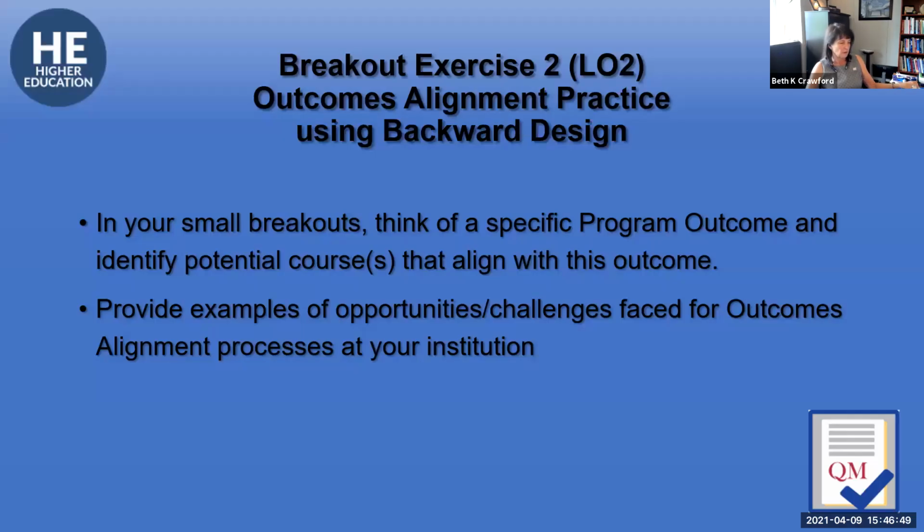So I'm going to try to do this breakout a little better and make sure everybody has the document first. For breakout exercise 2, there's a PDF in the chat that you should be able to open, though really it's just these two questions. In this breakout, think of a specific program outcome, or if you can't, pull up the website and find one, and then identify some potential courses in a program that you work with that would align, or hopefully should align, with this outcome.